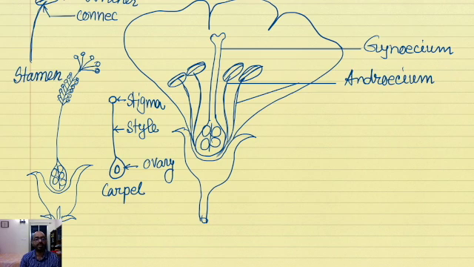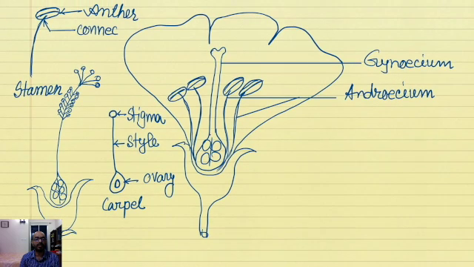Now the next part is stamen. Stamen is formed with the help of three major parts, such as anther, connective, and filament. These three parts combinedly form the stamen.